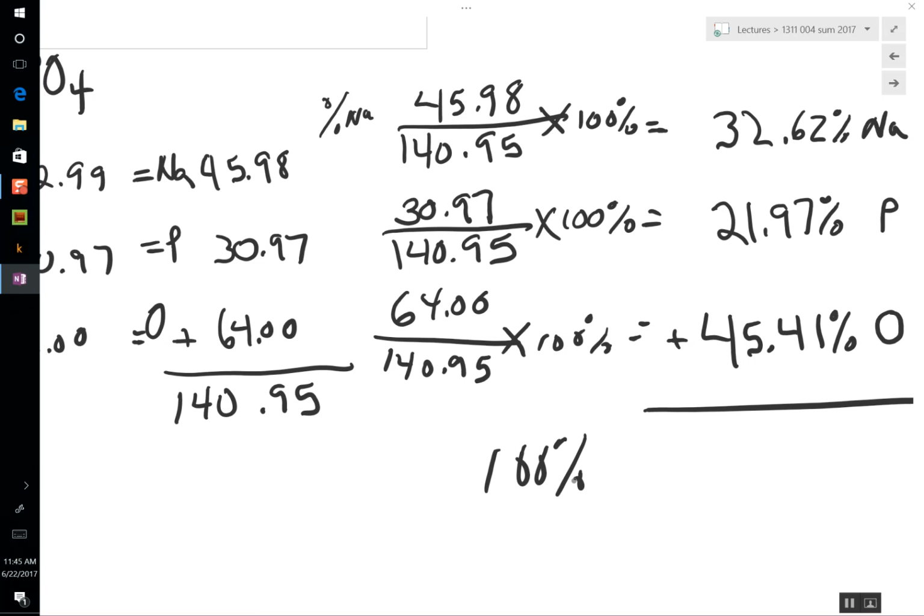I mean, it might be off by a tenth or a hundredth of a percent because of rounding, but I wouldn't worry too much about that. It might come out to be smack dab 100. It comes out smack dab 100, doesn't it? All right?